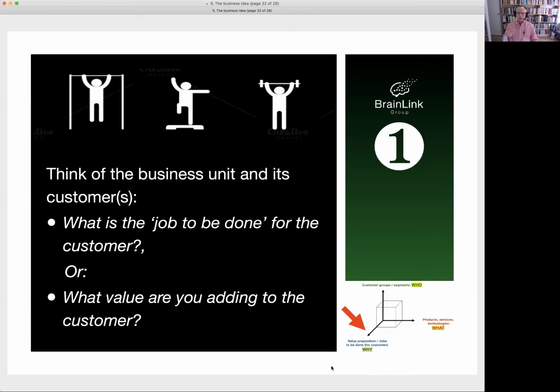Because we don't want to talk about what we actually do. That's our stuff. We want to talk about the value we create. So you don't want to talk about the fact that you manufacture and sell electric drills. You want to talk about the fact that the value you add or the job you do is you enable customers to create holes in their walls. Okay, so it's got to be expressed in customer-oriented terms. And the best way to do this is to say, what is the job to be done for our customer, or what value are we adding to the customer? So that's the first part of your exercise.